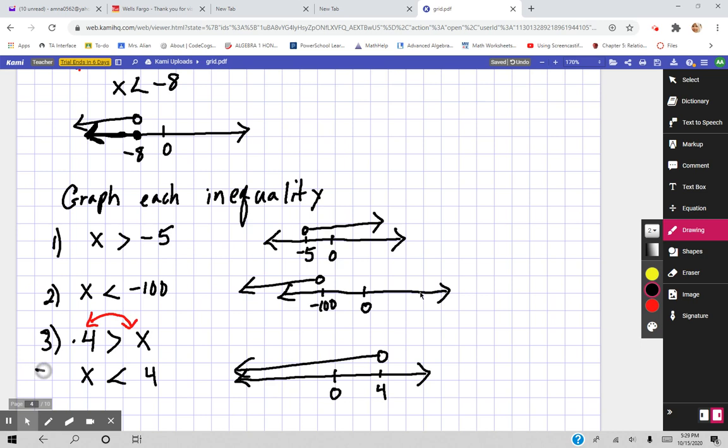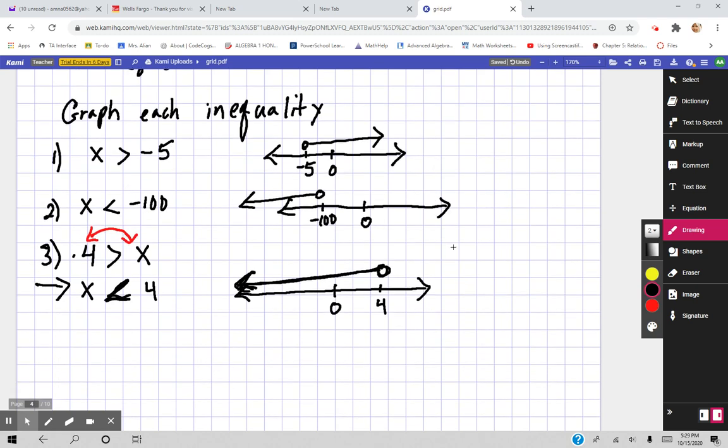And when you put it in this form, you can see that your arrow is going to go to the left. It's going to match this symbol right here. So the symbol is pointing to the left. Your solution will be going to the left. So they will correspond. And that's one way you can tell that you got the right answer. Okay, let's do another one. 4. 6 is greater than x. Go ahead and try that.